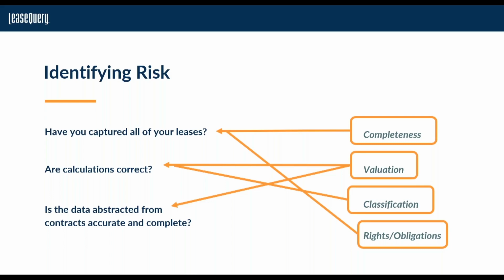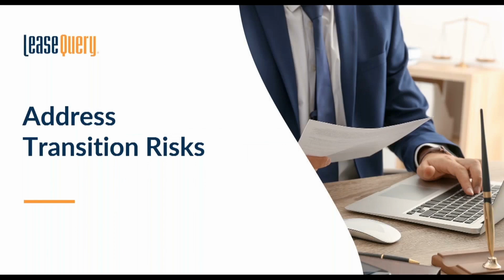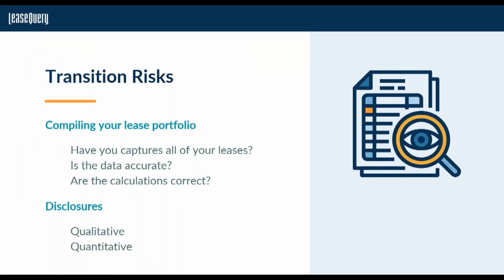All right, so for the next section of the webinar, we're going to focus on transition risk. And really the goal here is to make sure that our procedures are robust enough to ensure that we've captured all of our leases, that the data is accurate and the calculations are correct. And then after that section, we'll talk about disclosures, or quantitative and qualitative disclosures.